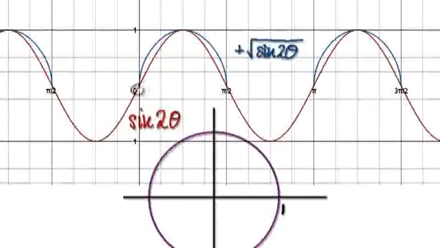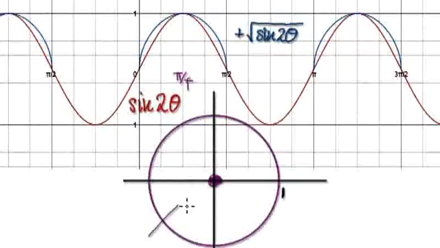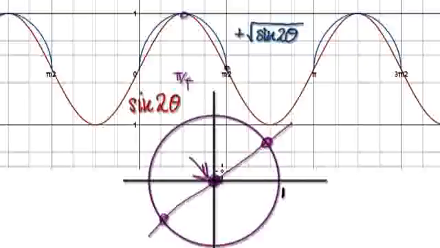Let's start again. When theta is 0, the point here will have a radius of 0, so that will be here. When theta is pi over 4, the radius will be 1, and it's also -1. And then by the time it gets to pi over 2, the radius will be 0, so it's going to go back to 0 here.